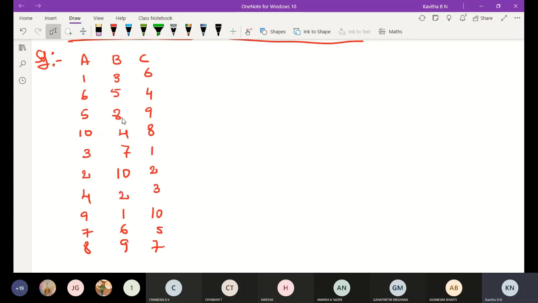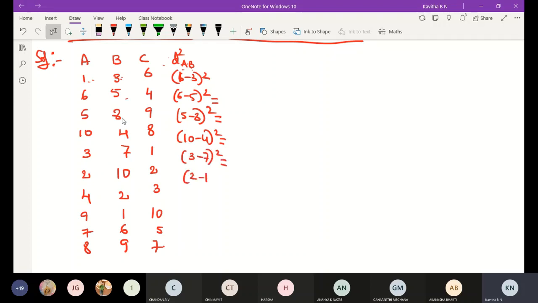Okay. Then here D square AB. How to find the D square AB here? Okay, here AB is 1 minus 3 whole square, then 6 minus 5 whole square. Okay, understood? D square AB means 1 minus 3 whole square, 6 minus 5 whole square. Next 5 minus 8 whole square. Then 10 minus 4 whole square. Then 3 minus 7 whole square.